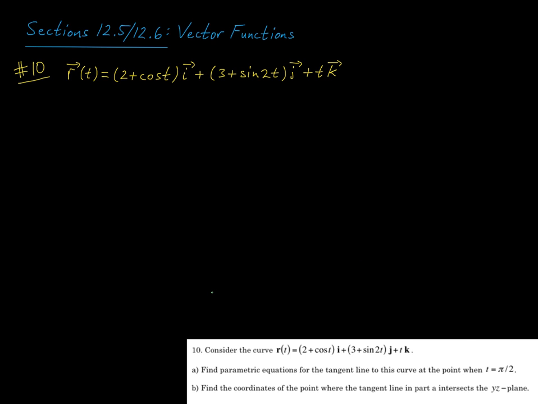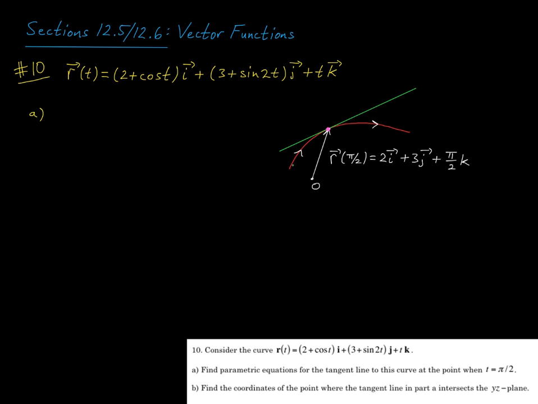Okay, so I want to describe a tangent line to the curve. Well, as we saw in the video on lines in R3, there's two key things I need to know to describe a line, right? I need to know a point on the line, and I need to know a direction vector for the line. Okay, so our job is to come up with those two things.